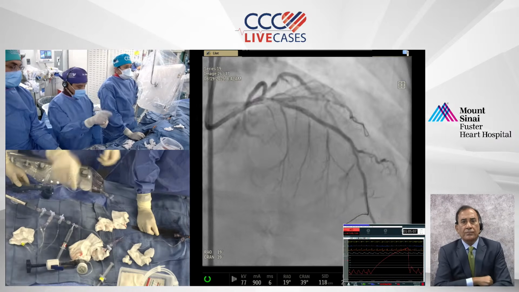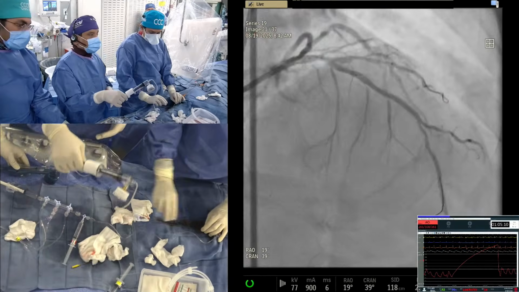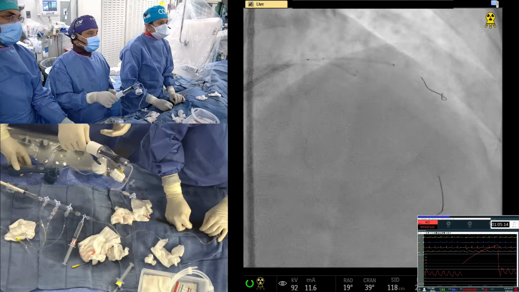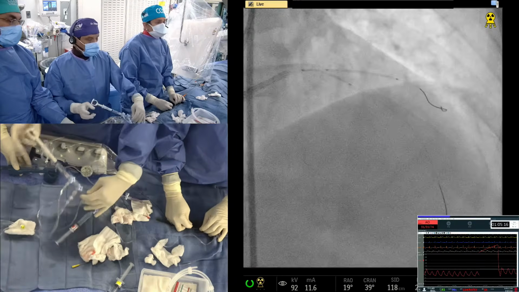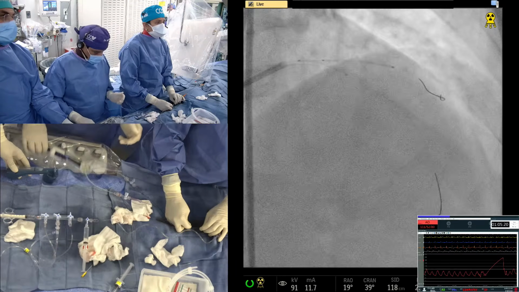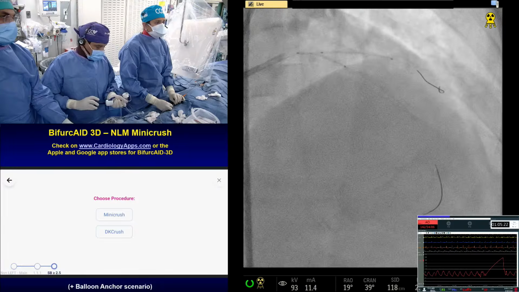Good. But hold on, diagonal, hold on, hold on. Goes inside. Yeah, a little bit. Yeah. Little bit too much. Yeah, mini crush here. Okay, now some dye. Yeah, that's much better. Side branch much better. Yes. Good. Yeah, okay. Okay, diagonal going up.